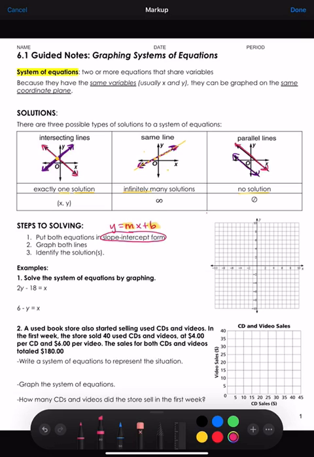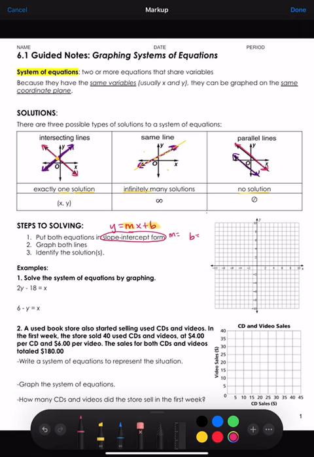And so anytime I have an equation in slope-intercept form, I'm going to want to write down what m is and also what b is. So we will be able to find those things and then plot them on the graph very easily. Once we have both equations in slope-intercept form, we'll be able to graph both lines using the y-intercept and the slope. And then once we have both lines graphed, we can identify the solution. So if they're intersecting, or if they're a different case, like infinite solutions or no solution.